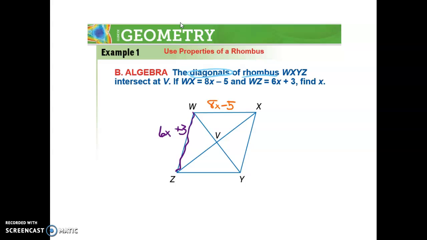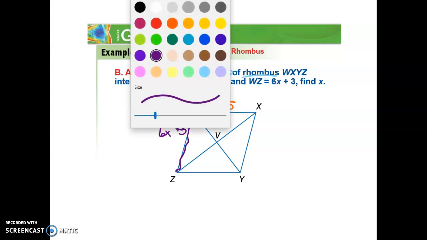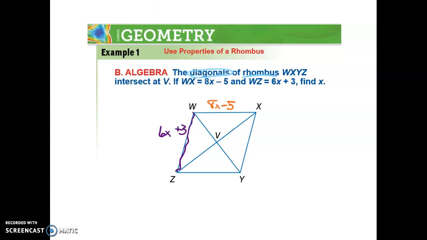Okay, so now what do we know about a rhombus in this case? We know rhombi, if you want to say plural, is that all the sides are congruent. So we know that this side is congruent to this side, and this side, and this side. So guess what we can do with 6x plus 3 and 8x minus 5? We can set them equal to each other. So let's go ahead and do that over here.